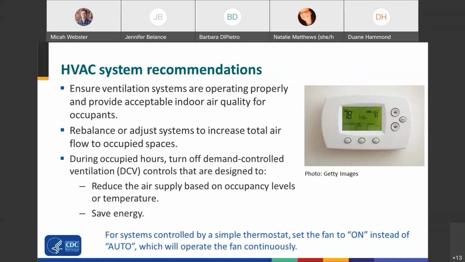Ensure ventilation systems are operating properly and provide acceptable indoor air quality for occupants. Rebalance or adjust systems to increase total flow to occupied spaces. During occupied hours, turn off demand ventilation controls that are designed to reduce the air supply based on occupancy level or temperature to save energy. And if it has a thermostat, you can just set it to on instead of auto, which will operate the fan continuously instead of intermittently. Next slide, please.